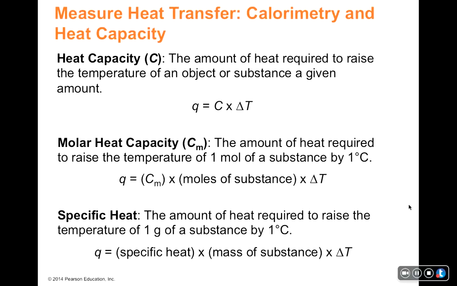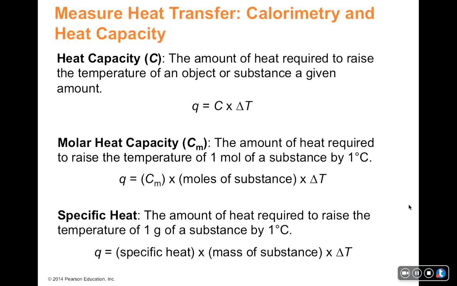The second type of calculation reflects the definition of what we know as molar heat capacity. So that's capital C with a lowercase m. This is defined as the amount of heat required to raise the temperature of 1 mole of a substance by 1 degree Celsius. So this is just a more specific definition, and you should be able to do calculations involving this.